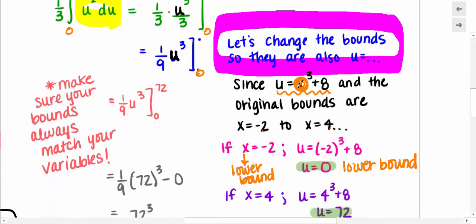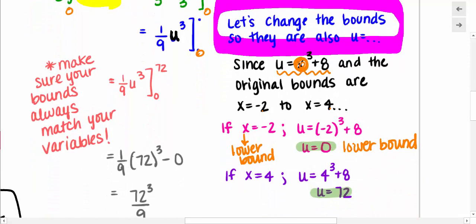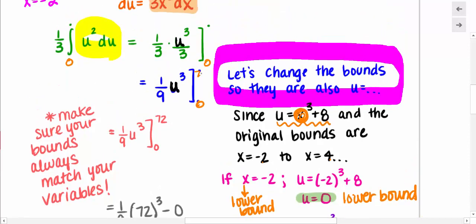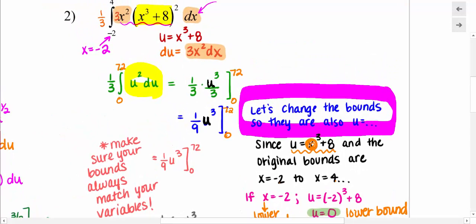And then for the upper bound, you're going to take the same relationship function that you wrote, u equals x cubed plus 8, and you're going to put x equals 4 in. So 4 cubed is 64, plus 8 is 72. And this will be my upper bound, again in terms of u. So I could go back to all these upper bounds and say that my upper bound in terms of u is 72.